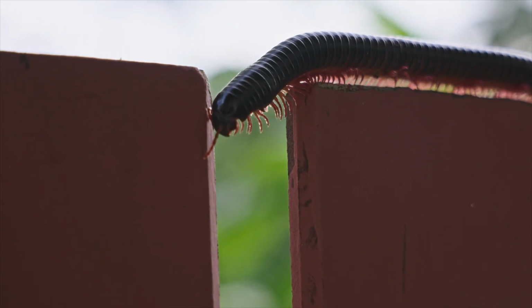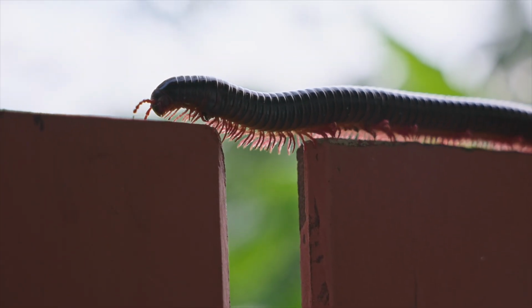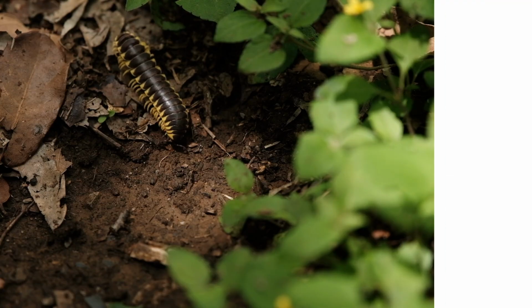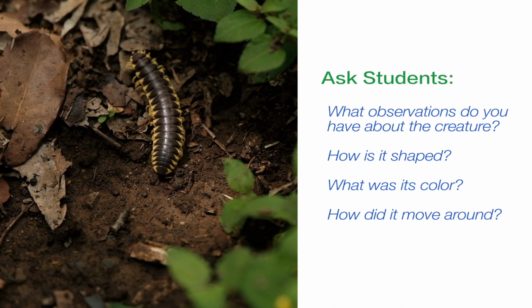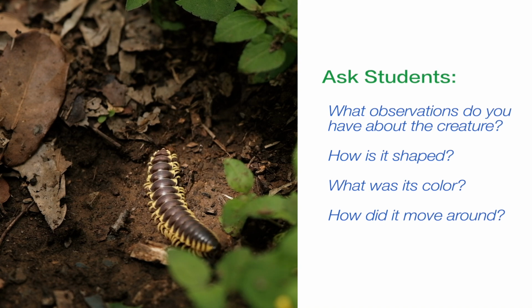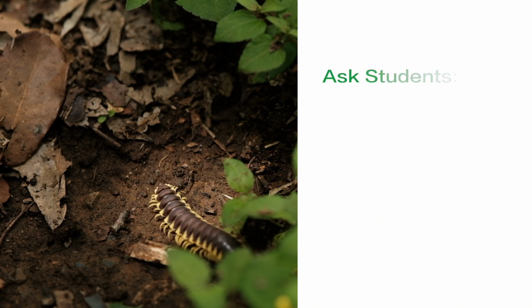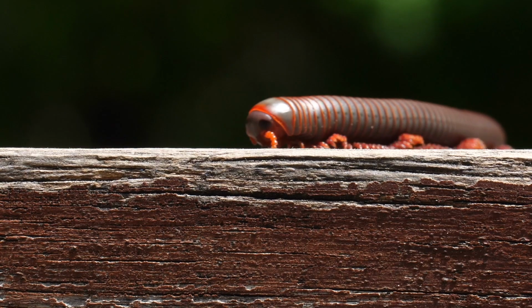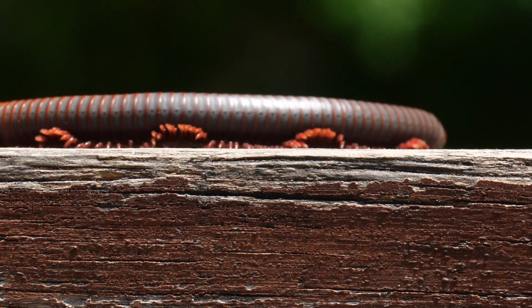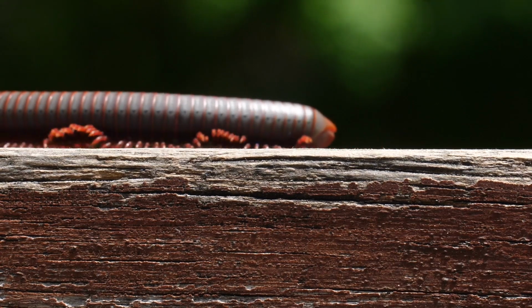This part's activity starts with a video that shows how a millipede uses its many legs to walk. Show the video to students without naming the creature. Ask students to share observations about the mystery creature with a partner. How is the creature shaped? What was its color? How did it move around? You want to make sure that the students notice that the creature has many legs that coordinate perfectly. They never cross over each other, and they all work together to help the creature move forward.